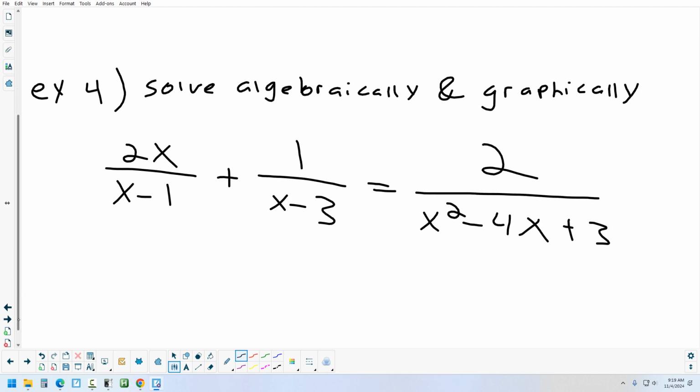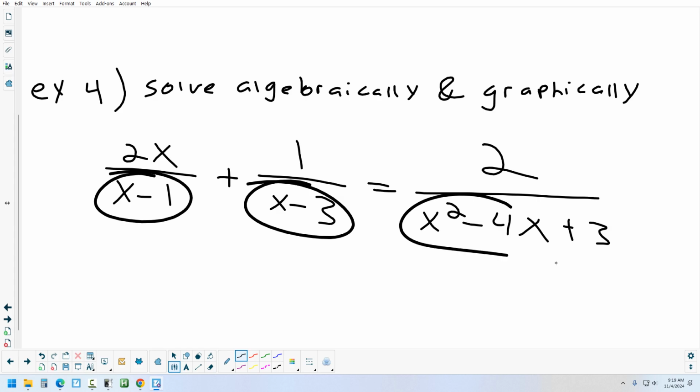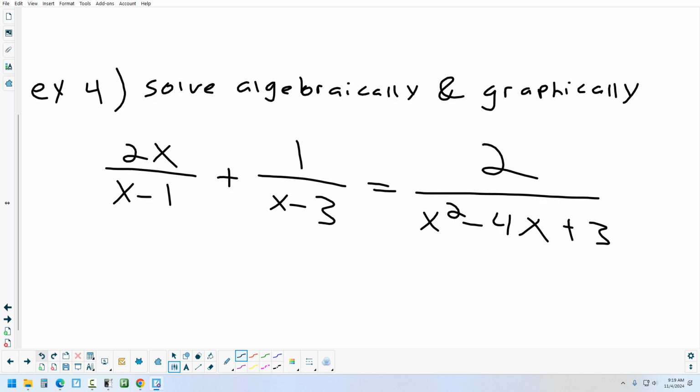Okay, so let's look at this one. The first thing you always want to check is if you multiply this one times that one, do you get that one? If you do, then it makes the problem a lot easier. You just have to multiply all 3 fractions by that times that. So let's multiply those together and see if we get that.